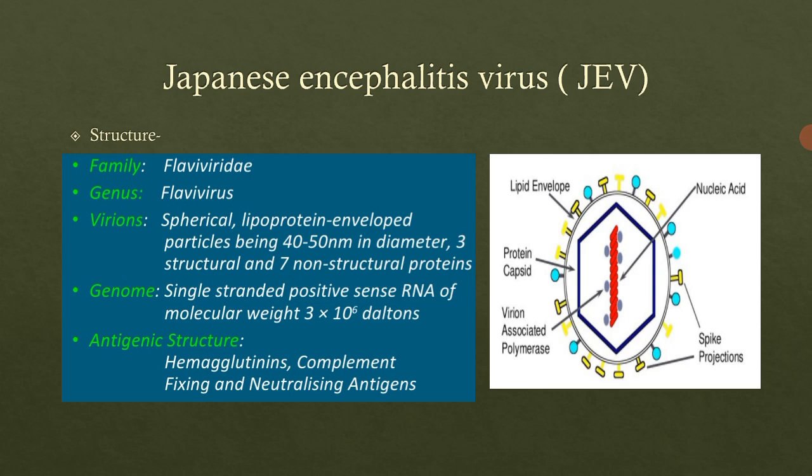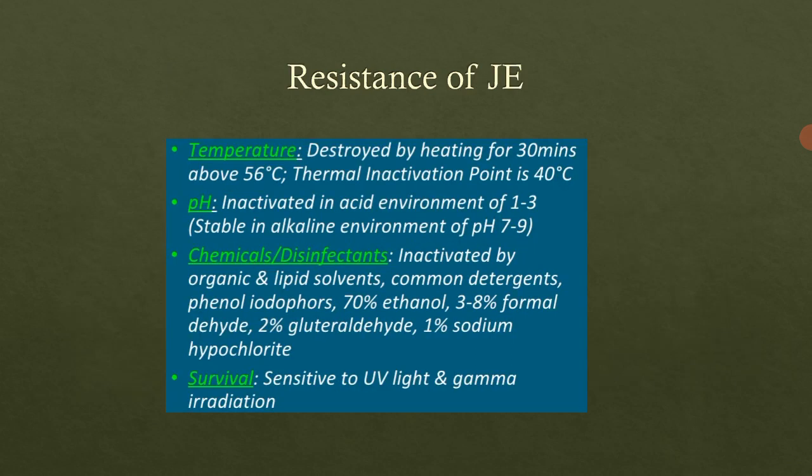Now we will see the resistance properties of the Japanese encephalitis virus. We have seen the etiology, which means the structural and genomic properties. Now we will see the resistance properties. It is affected by heating for 30 minutes at 56 degrees Celsius, and its thermal inactivation point is 40 degrees Celsius, which means the temperature at which it gets inactivated is 40 degrees Celsius. It can also be inactivated at a pH between 1 and 3.